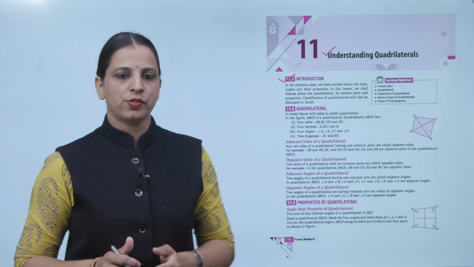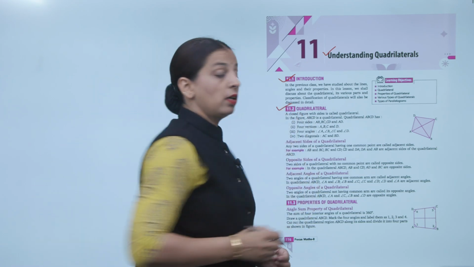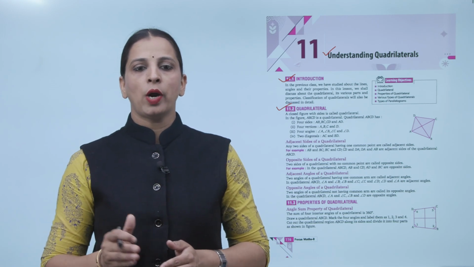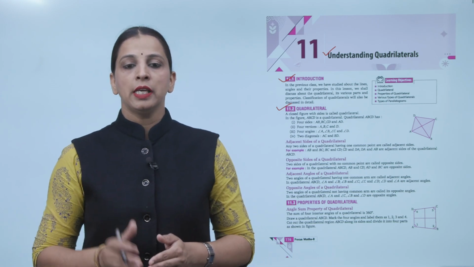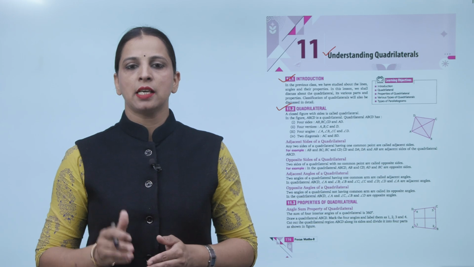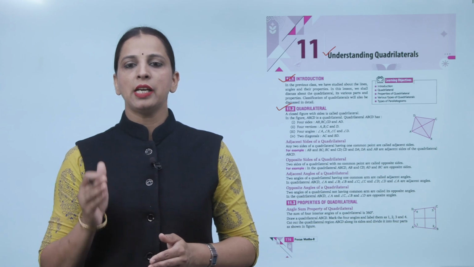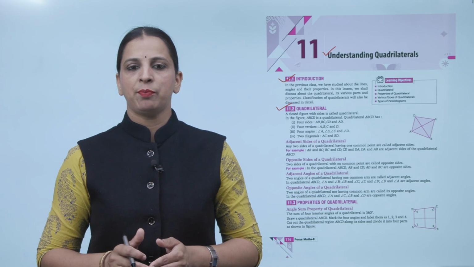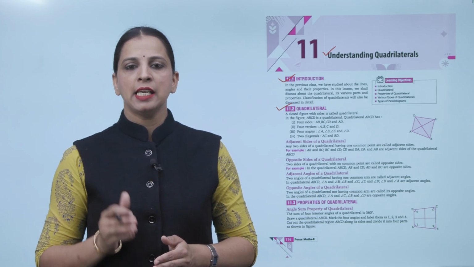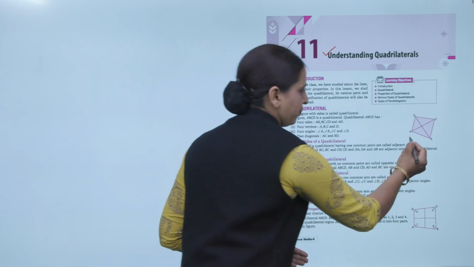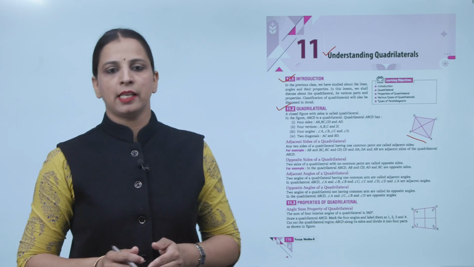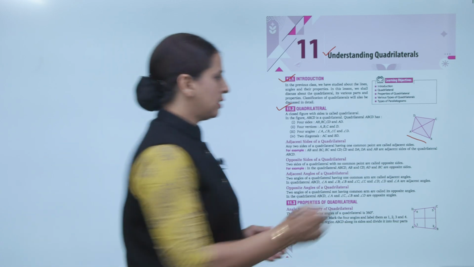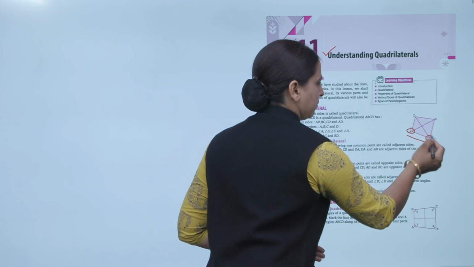Now, quadrilateral. A closed figure with four sides is called a quadrilateral. In the figure, ABCD is a quadrilateral. Quadrilateral ABCD has, first, four sides: AB, BC, CD and AD. Second, four vertices: A, B, C and D.